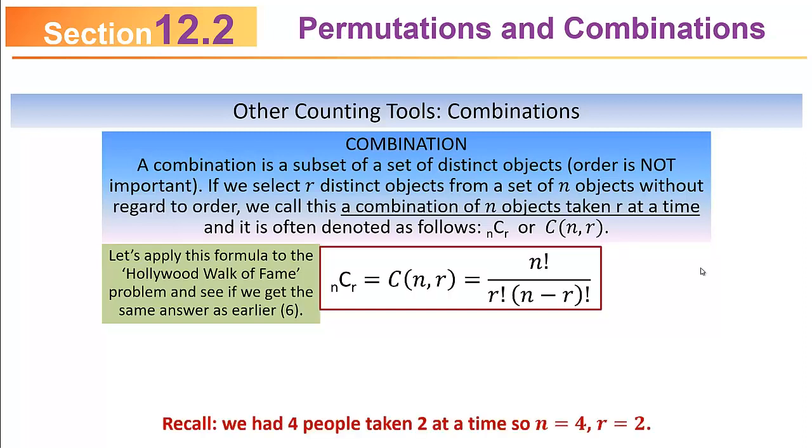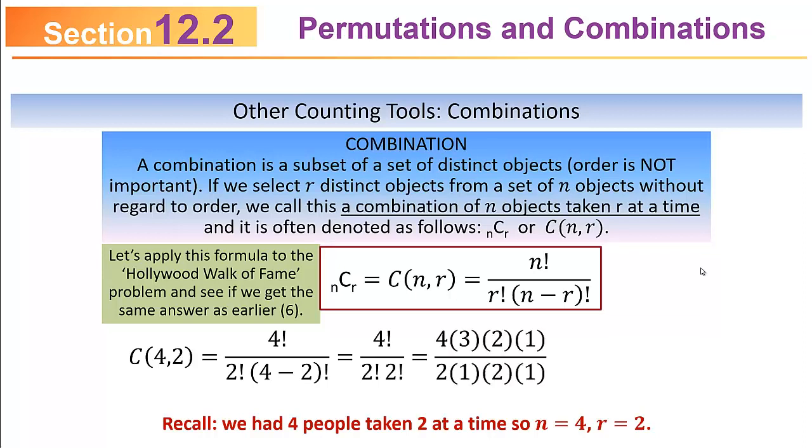In this problem, we had 4 people taken 2 at a time where order doesn't matter, so it's a combination. Plugging into that formula for a combination, we get 4 factorial over the product of 2 factorial and 4 minus 2 factorial. Well, that's 4 factorial over 2 factorial times 2 factorial. 4 factorial is 4 times 3 times 2 times 1, and 2 factorial is 2 times 1. If you write all that out, 4 times 3 times 2 times 1 is 24, and 2 times 1 times 2 times 1 is 4, and 24 divided by 4, big surprise, is 6. It's exactly the same answer as when we did it by brute force.